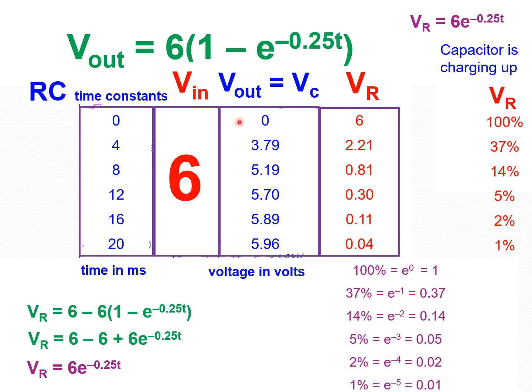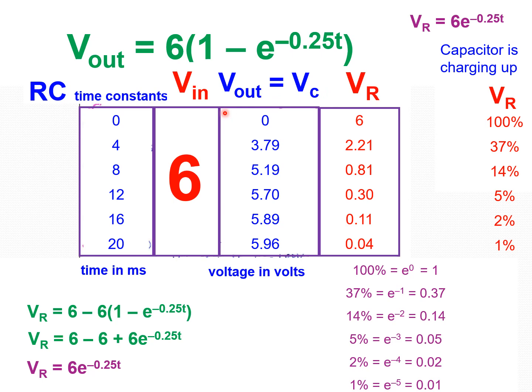Okay, so here in this slide, we're just expanding the detail on the previous slide. So we just want to look at these percentages here. This is the V out, the solution of the differential equation gives the output voltage at any time t, and we know that V out is the same as VC. So VC and VR always add up to 6. V out and VR will always add up to 6.